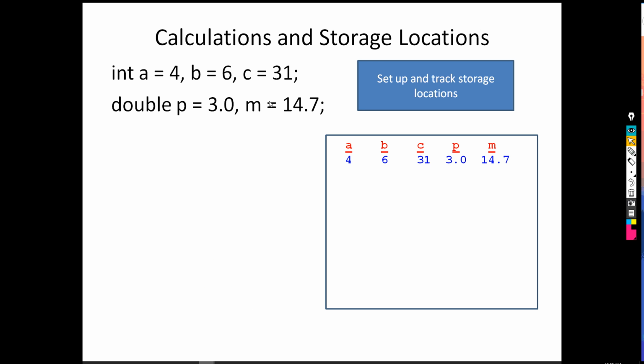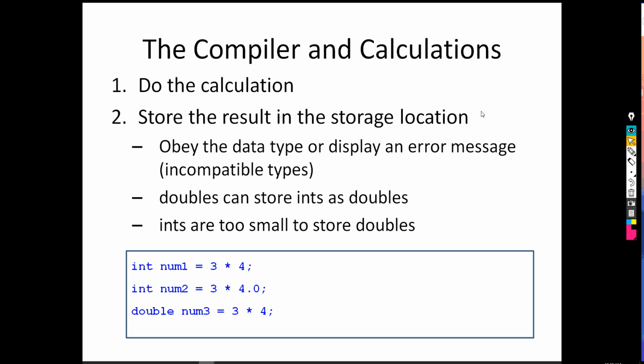So on this one, the 12.0, it's too large. It's a double, and doubles are larger than ints, so it can't fit in there. And so what you get is an error message, and the error message is going to say incompatible types. The double does not fit inside of an int, so you're going to get an error message.